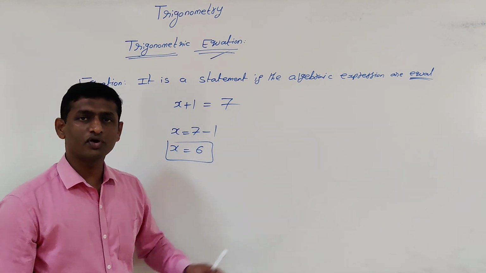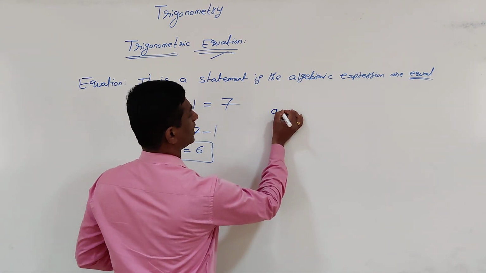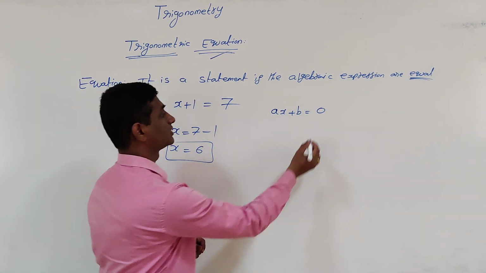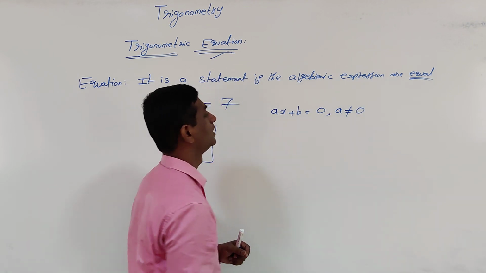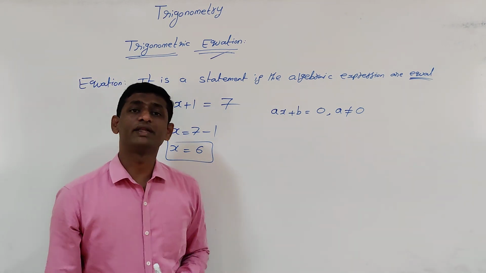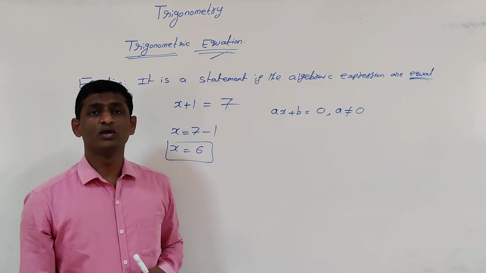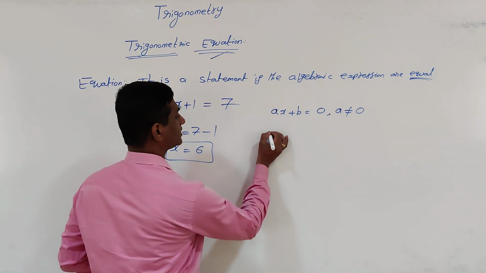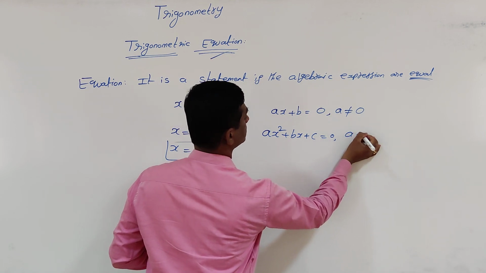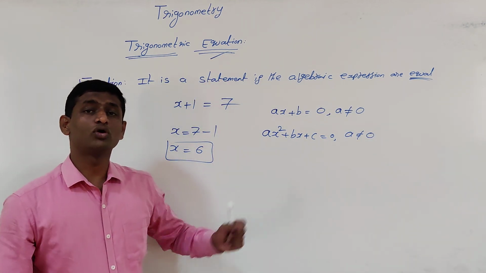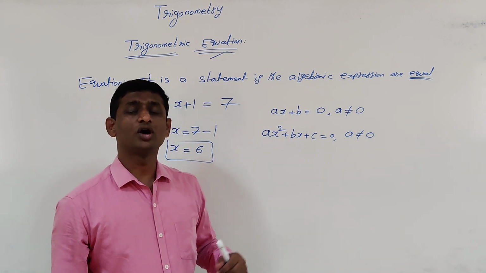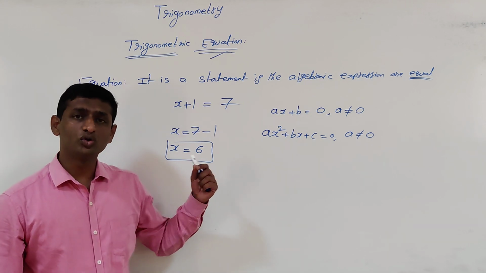So let's see another type of equations. Suppose ax plus b is equal to 0. It is a linear equation with a not equal to 0. The solution is x is equal to minus b by a, means it will have only one solution. For another example, if ax square plus bx plus c is equal to 0, where a is not equal to 0, then it is called a quadratic equation. If it is a quadratic equation, then how many roots do we have? 2 roots.